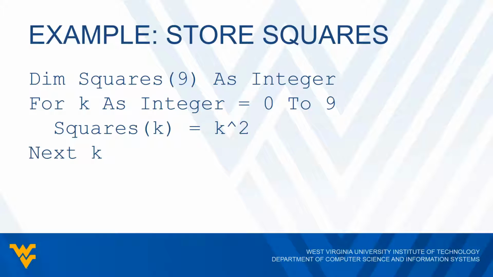And then all we do here is say that squares(k) is going to store k squared. So for example, squares(0) is going to store 0, squares(1) is going to store 1, squares(2) would be 4, squares(3) would be 9, and so forth.